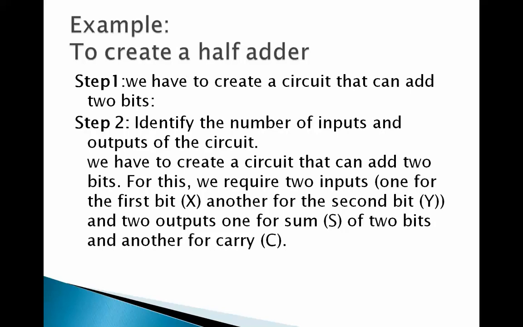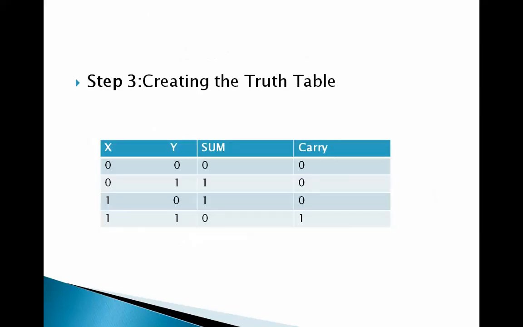Now in the third step, we have to create the truth table. How are we making a truth table? We take the combinations of x and y. That means we decide upon the input bits, and then we take two variables for the output, sum and carry.